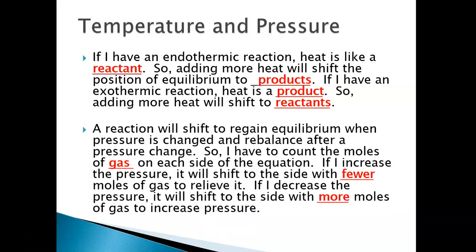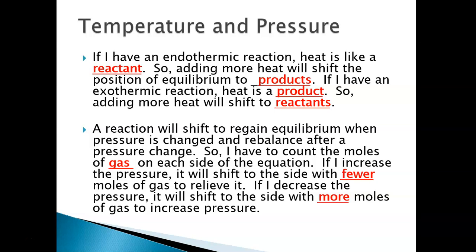Now, for pressure, what you really have to do is look at the number of moles of gas in the equation. So imagine that I have a system in equilibrium. If I change the pressure, the system is going to try to adjust to sort of undo the change that I made, right? So I have to count the number of moles of gas on each side of the equation. Now, if I increase the pressure, the system's going to try to relieve that pressure. So it's going to shift to the side with fewer moles of gas. If I decrease the pressure, the system's going to shift to try to replace that pressure. So it's going to shift to the side with more moles of gas to increase the pressure and regain equilibrium.